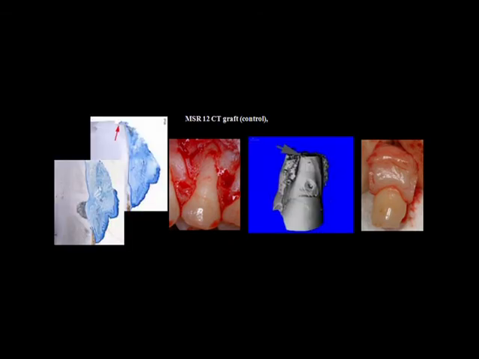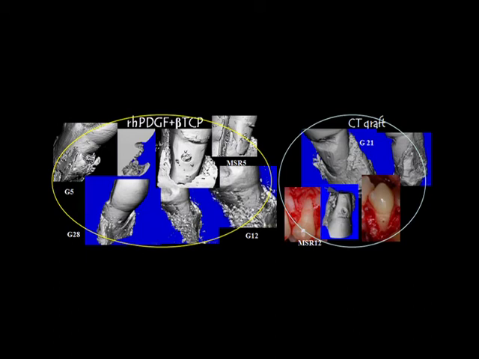The other control, very similar thing. We've got long junctional epithelium running all the way down here, no regeneration. Look at the denuded root surface. And I think these two slides really tell this tale.